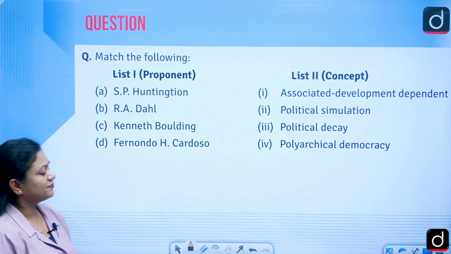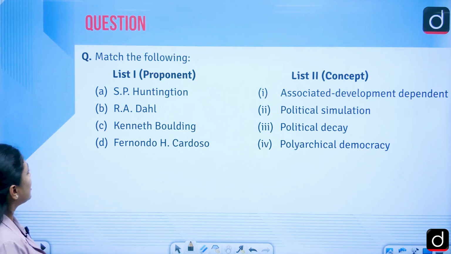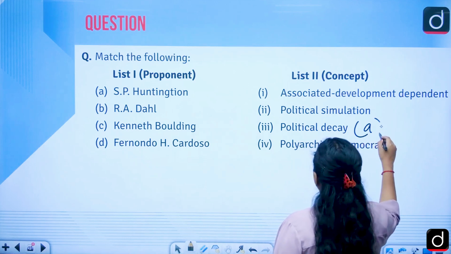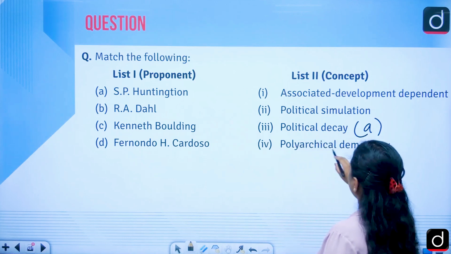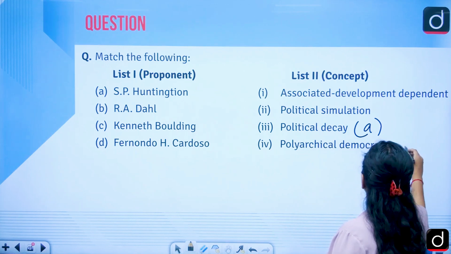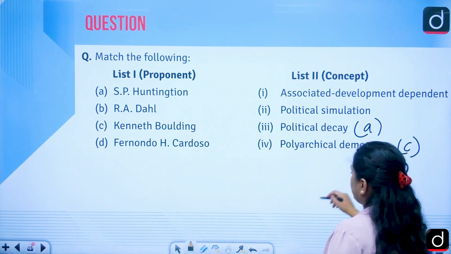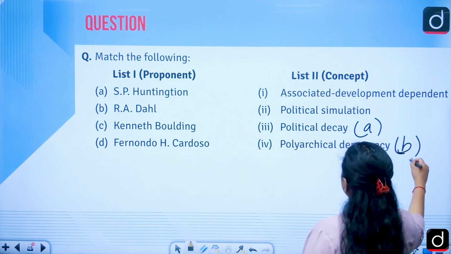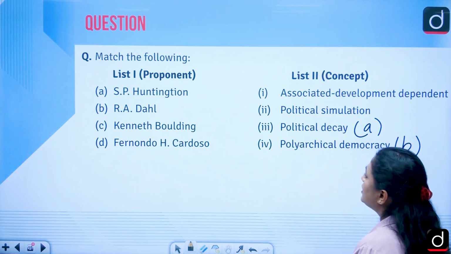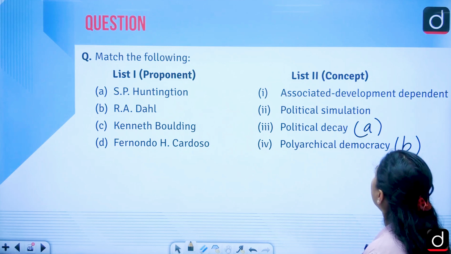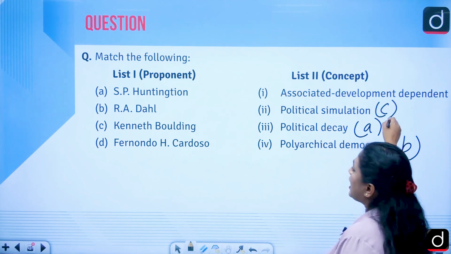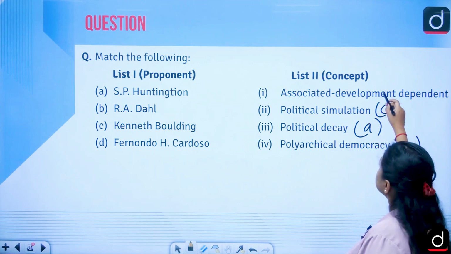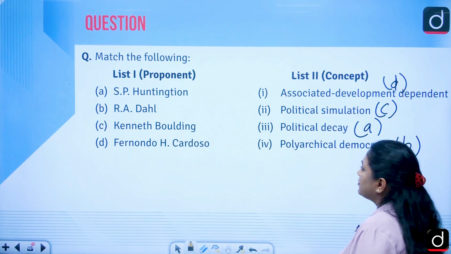Another, match the following. So, here we have Samuel P. Huntington, obviously associated with the idea of political decay. So, we have A here. Polyarchical democracy is associated with the idea of Robert Dahl. Kenneth Boulding, he spoke about political simulation. And Fernando H. Cardoso spoke about associated dependent development. D here.